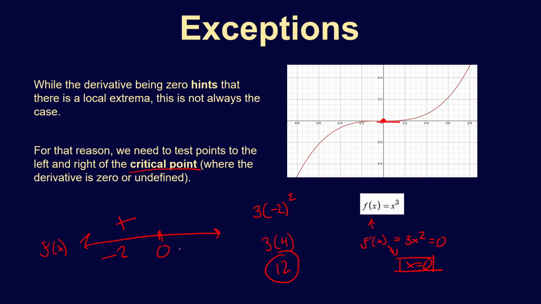And let's try that for a number to the right. Positive 2. So we get 3 times 2 squared. 3 times 4. Once more, we get 12. And importantly, it's positive. And the reason that matters is because think of it like drawing a mountain.